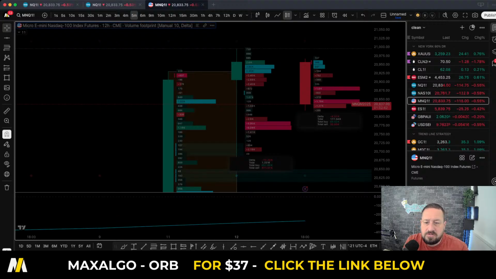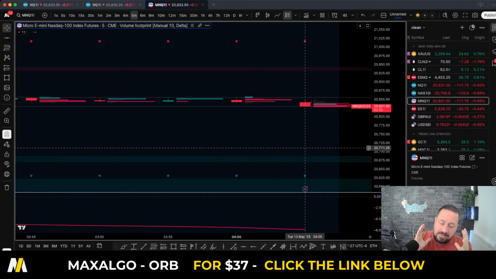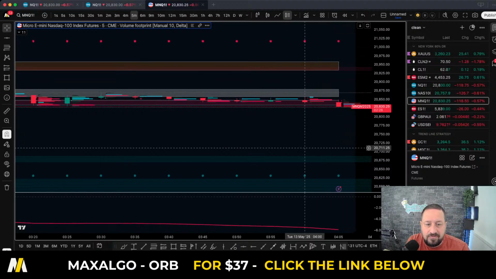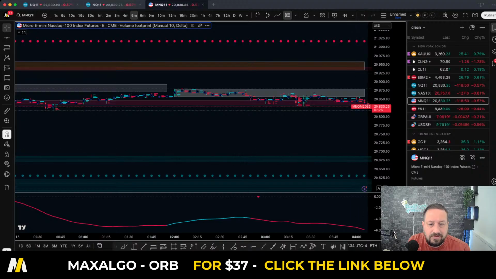So you can just match up. The whole point is about finding an area where price could return or reject from, right? And then confirming that rejection on the lower time frames.